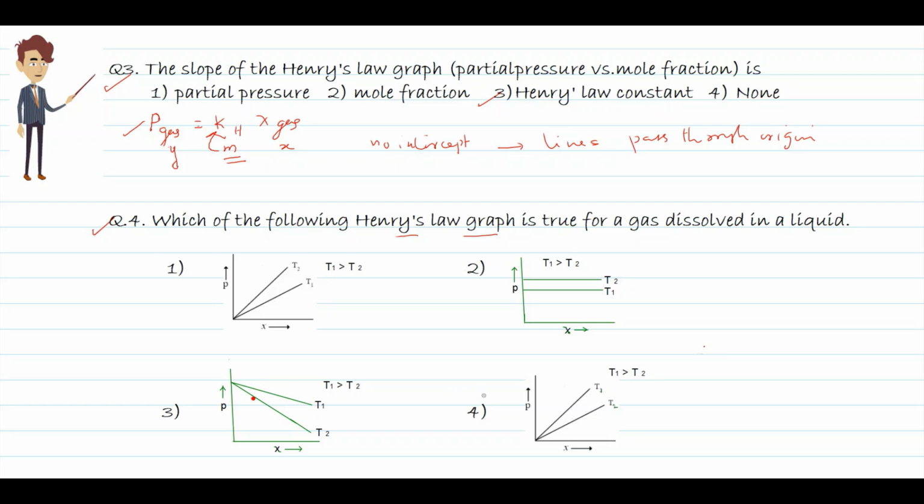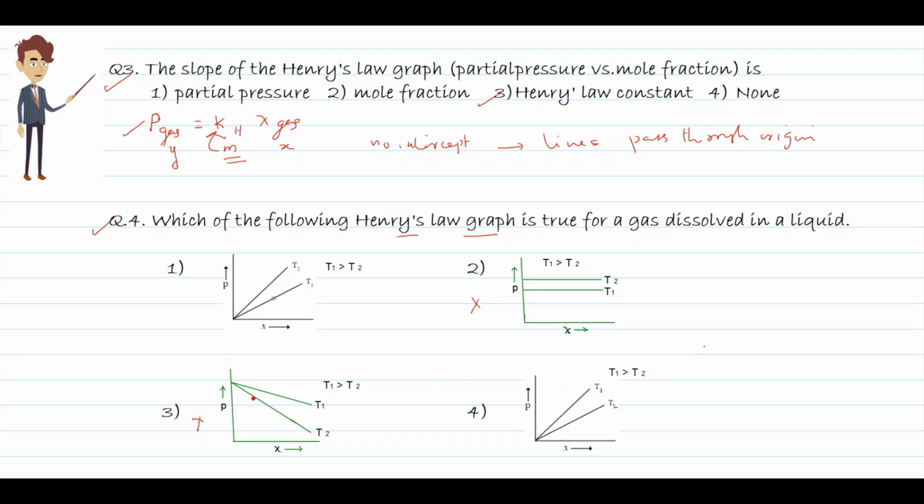Option 1 and option 4, where you can see lines are passing through origin, right? So this could be the answer, 1 or 4. Option 2 and 3 could not be the answer. Why? Because the lines are not passing through origin. Then out of these two options, which one is correct, 1 or 4?